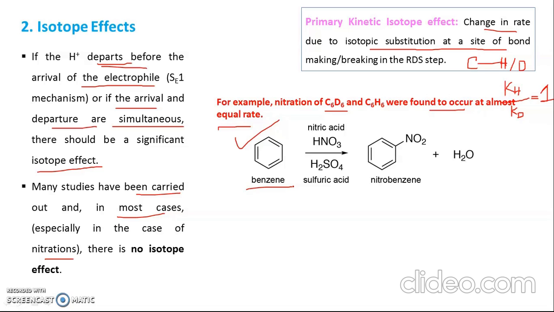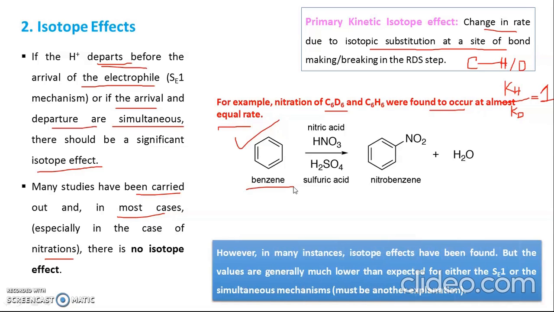Though we are saying that many studies have been carried out and no isotope effect was found, I should also mention here that in some instances isotope effects have been found. Very rare. But the values are generally much lower than expected for either the AC1 or the simultaneous mechanism. The AC1 mechanism is the opposite mechanism, where the CH bond breaking takes place in the RDS and then the electrophile attacks. But that is not actually taking place. So this is one possibility. Another possibility is the simultaneous mechanism.